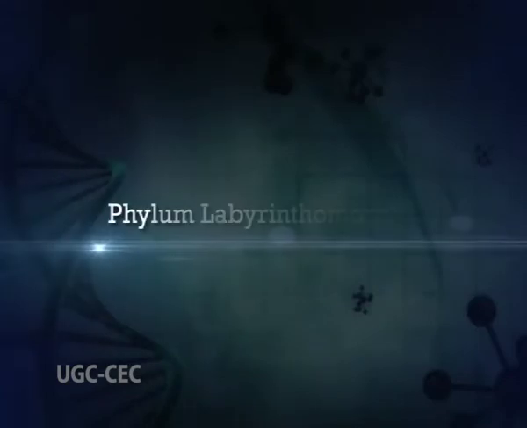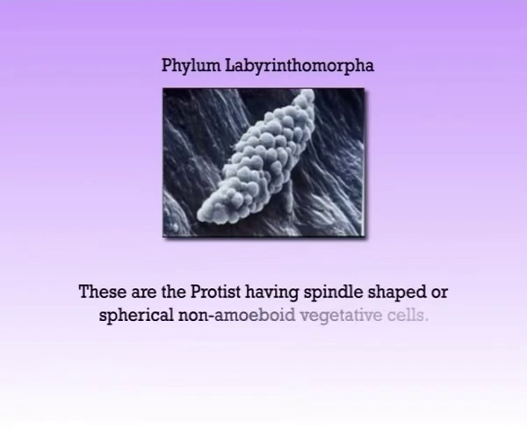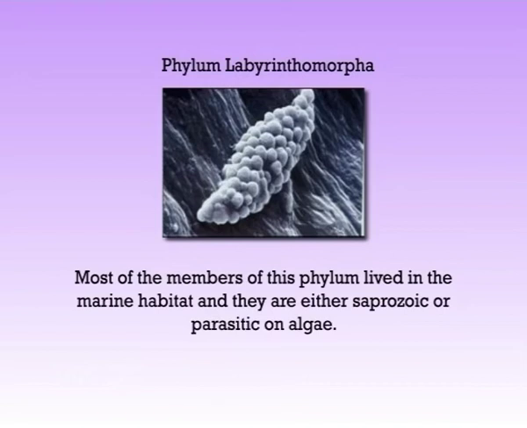Next we'll see the Phylum Labyrinthomorpha. These are the protists that have a spindle shape or spherical non-amoeboid vegetative cells. Most of the members of this phylum live in the marine habitat, and they are either saprozoic or parasitic on algae.